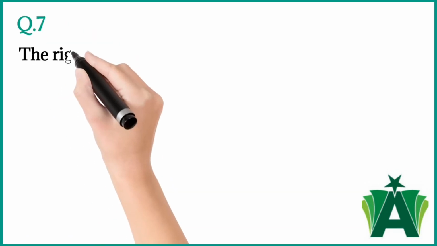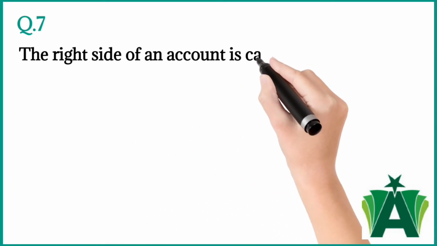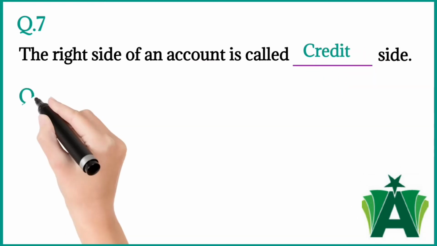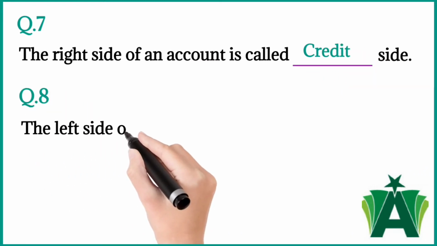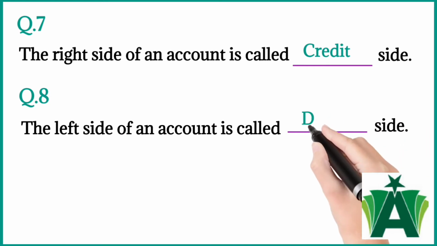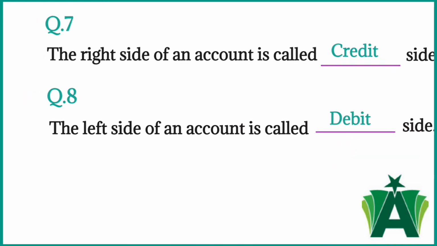Question number 7. The right side of an account is called dash side. The correct answer is credit side. Question number 8. The left side of an account is called dash side. The correct answer is debit side.